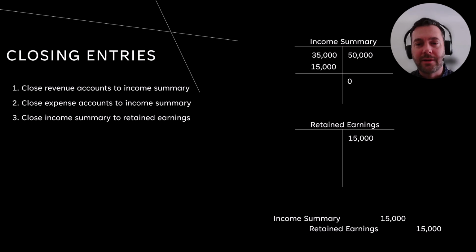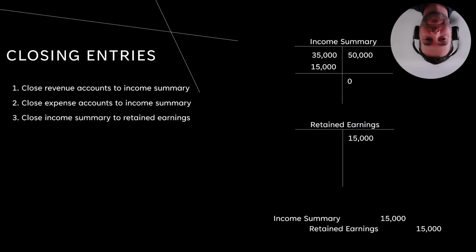Now, something that I want to point out to you, remember the difference between revenue and expenses is net income. Revenue minus expenses equals $15,000 of net income. We have effectively moved the net income over to the retained earnings account, and that's going to line up with a statement of retained earnings that shows a $15,000 increase from net income.